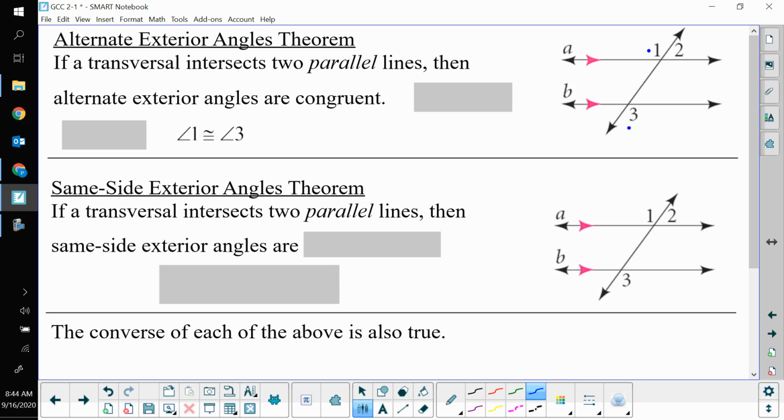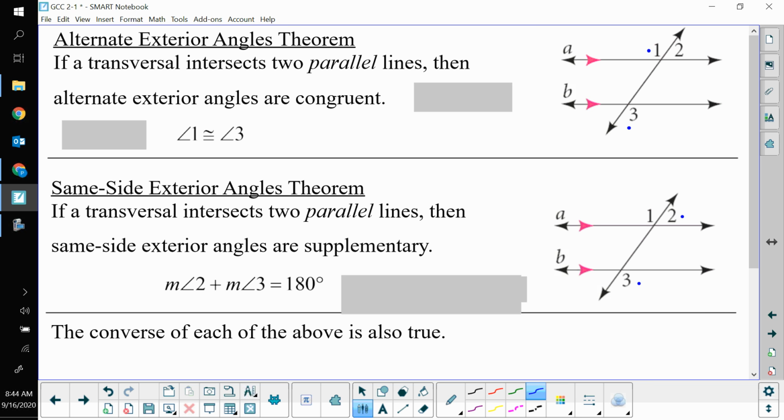Next is same side exterior. So same side of the transversal, but outside the parallel lines would be these two. Notice one is obtuse and one is acute. So in this basic picture, when we have that, they end up being supplementary. So a statement we could have is angle 2 plus angle 3 is equal to 180.